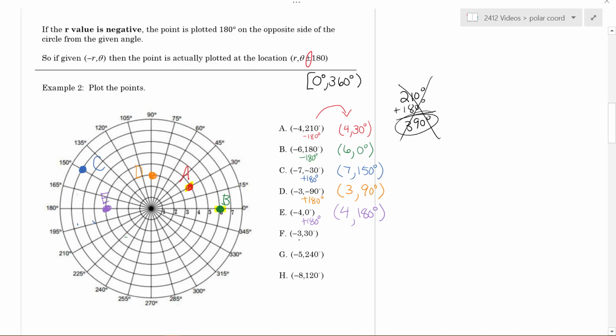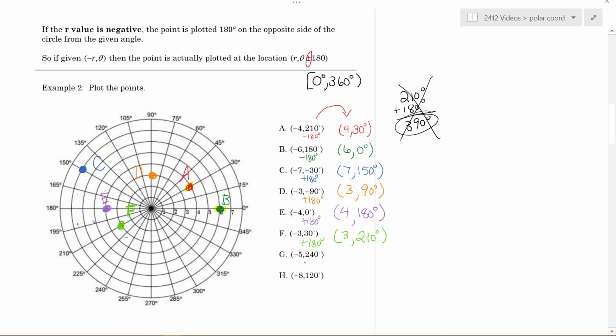All right, point F, we have -3, +30 degrees. Since my R value is negative, I'm going to rewrite the point. That's a +3, add or subtract 180. So here I'm going to keep things positive by adding 180. 30 plus 180 is 210 degrees. So we're going to plot point F on circle 3 at the 210 degree mark. Okay, so there we are. So there's my point F. Okay, so on circle 3, 210 degree mark.